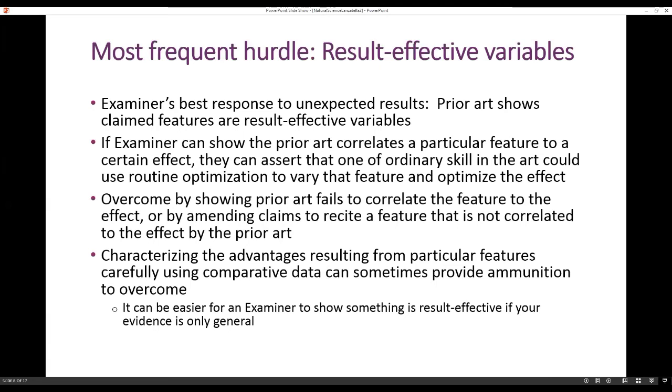In fact, there is a rather standard way that examiners attempt to respond to this. And that response is to show that one or more of your claimed features are result-effective variables. This is another phrase that has a very specialized meaning in patent law. A result-effective variable means that basically an examiner has shown that the prior art teaches that if a particular feature of your claim is varied, it has some kind of an effect that's related to the advantage that you're trying to argue for.